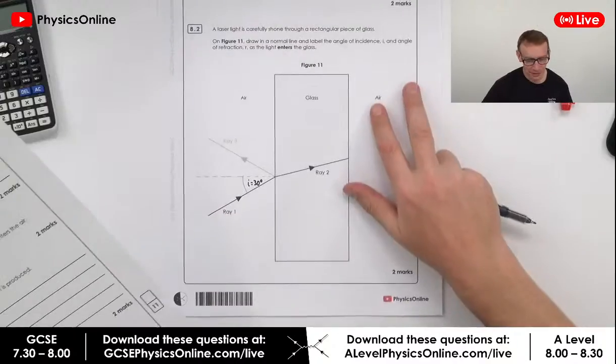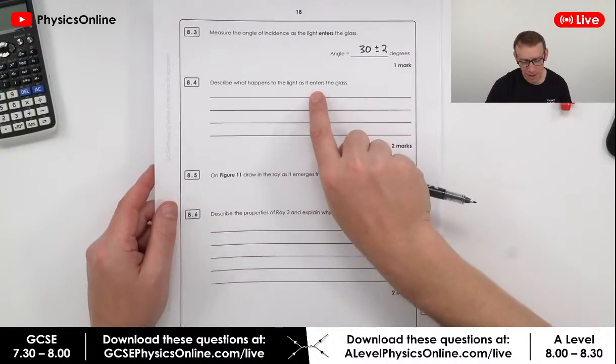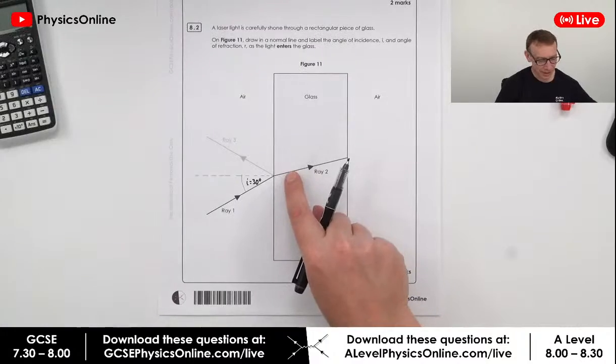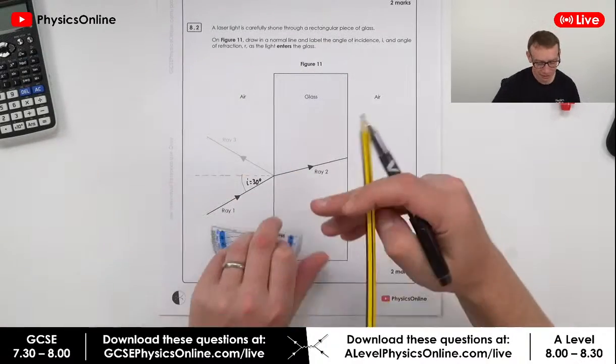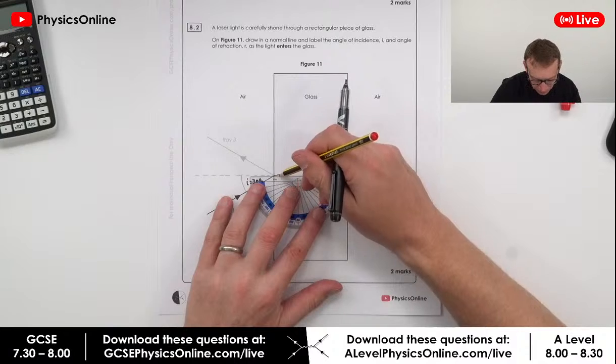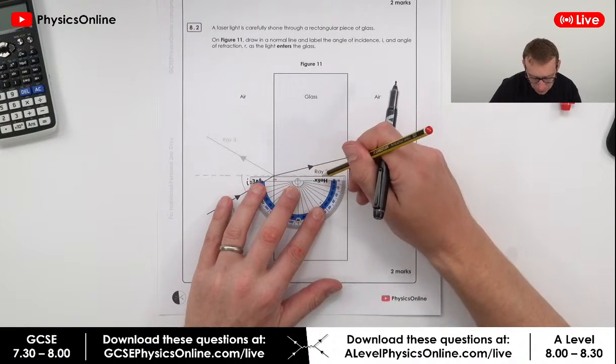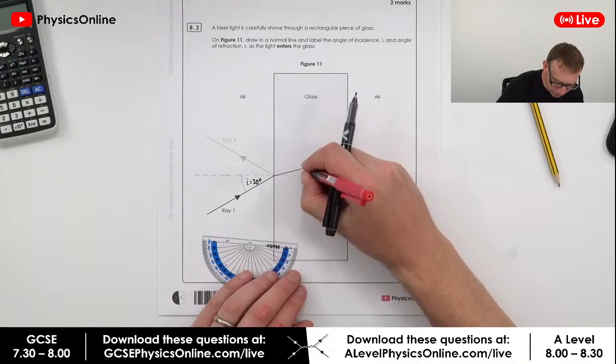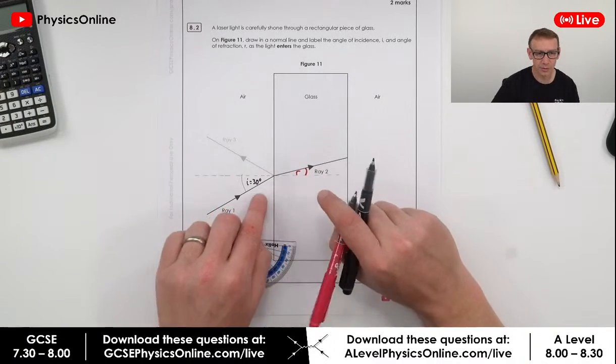Okay, right, so we've measured that angle. Describe what happens to the light as it enters the glass. So basically what's happening here is as the light enters the glass, and if I continue this line going through here, what we can see is that the angle of refraction, R, is smaller than I.